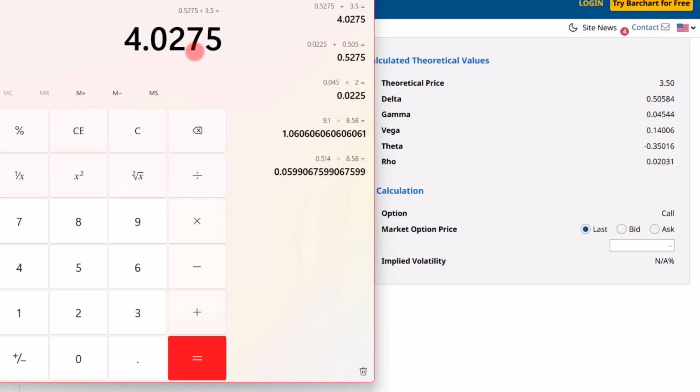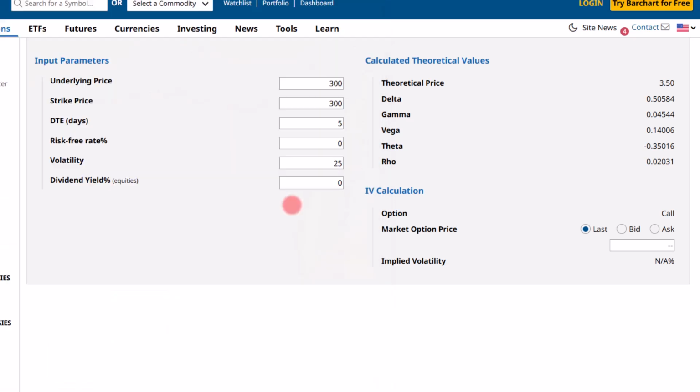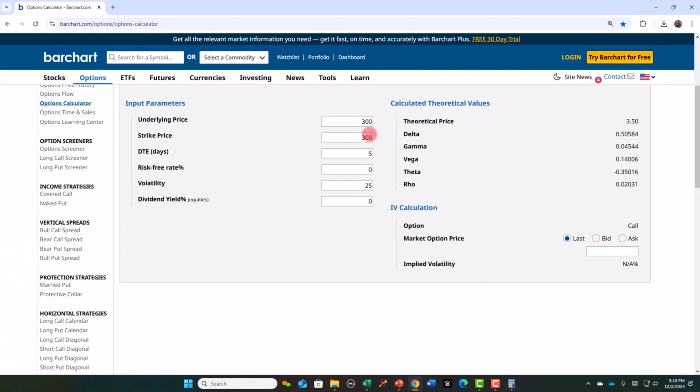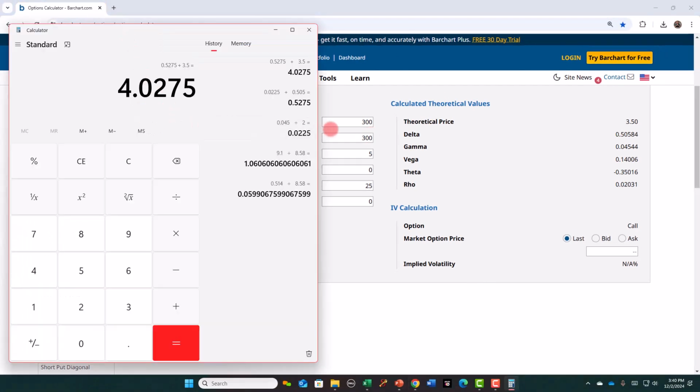Is it really worth it for the little bit of extra precision that you get? In most cases, no. However, what if we wanted to say that the stock made a $3 move? Well, now we have to definitely account for gamma. So let's do that. Let's say that we want to know if the stock rises from 300 to 303. Well, that's a $3 move.